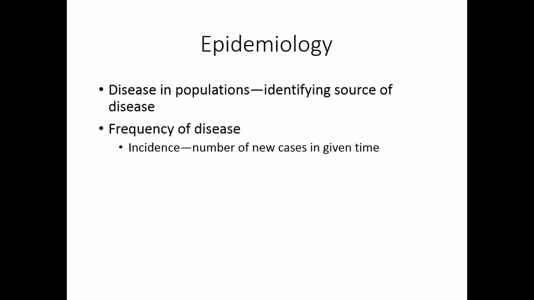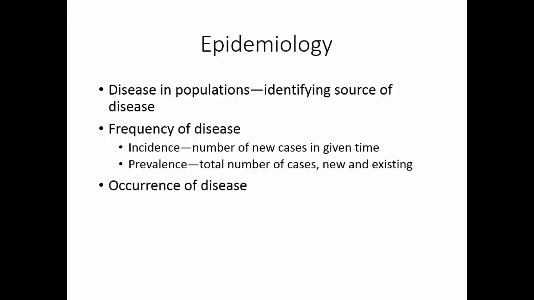Epidemiology is the study of disease in populations. It's involved in identifying the source of disease. In epidemiology, they're concerned with the frequency of a disease and the occurrence of a disease. When we talk about frequency of a disease, we talk about incidence, which is the number of new cases in a given time, and prevalence, which is the total number of cases in that same time period, both new and existing. By keeping up with things like incidence and prevalence, you can track things like how long it takes to get the disease, how long the disease lasts, what's the recovery period, things like that.